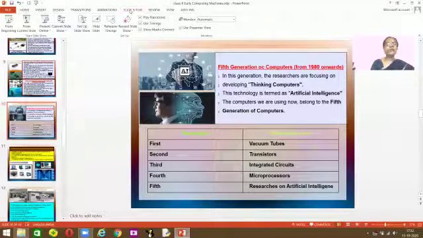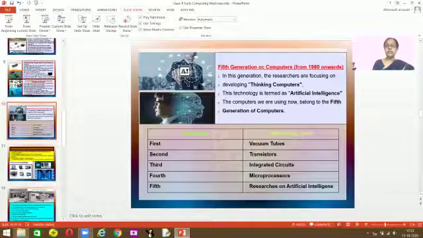You already learned about the fifth generation of computers, which now is going on. The research is going on, and they're going to develop it as a thinking computer, a computer that can think on its own and is capable of doing its work on its own and reason and give the correct answers. They have termed this type of computer as artificial intelligence, and this type of computer belongs to the fifth generation.